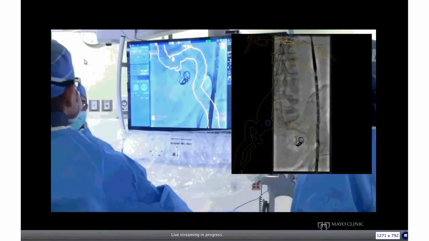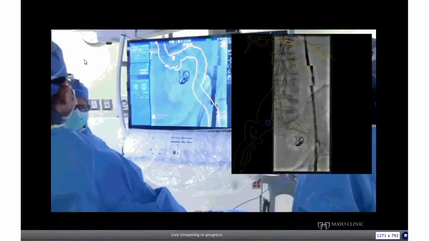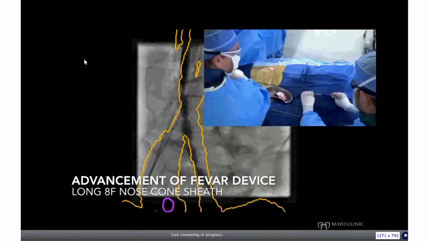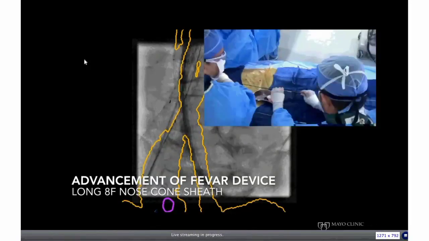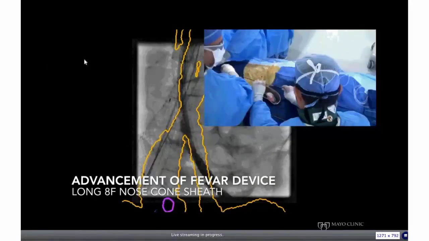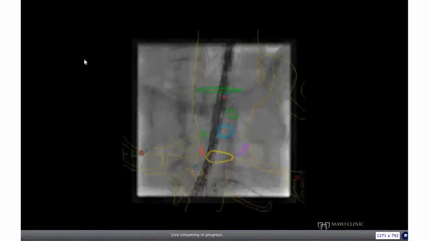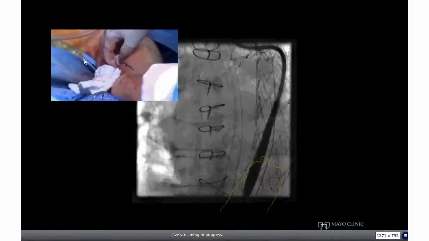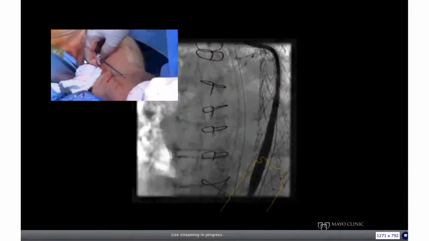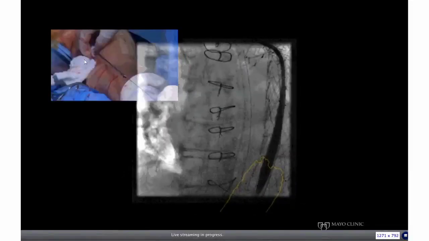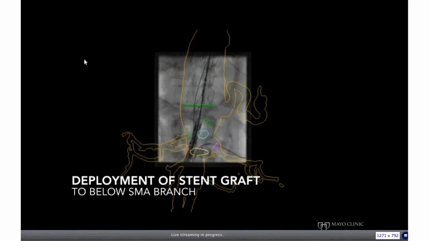The sheath is now being introduced, first with the smaller 7-French sheath, then leading to the 20-French sheath, all the way to the location of the target vessels. The sheath now exits via the brachial approach as depicted in the top part of the video. That sheath has inside 4 preloaded wires. These wires allow immediate access to each one of the vessels.